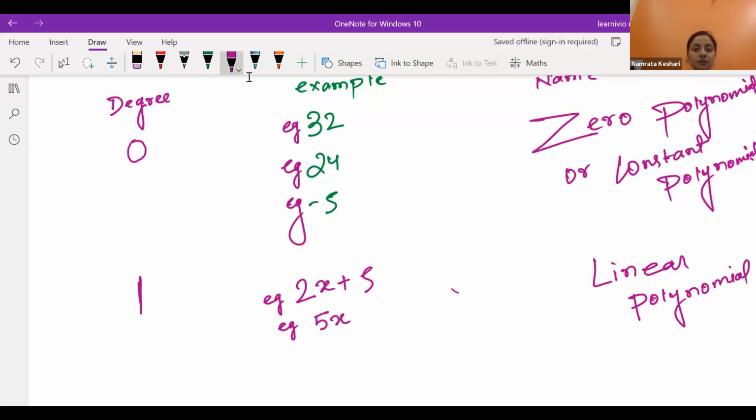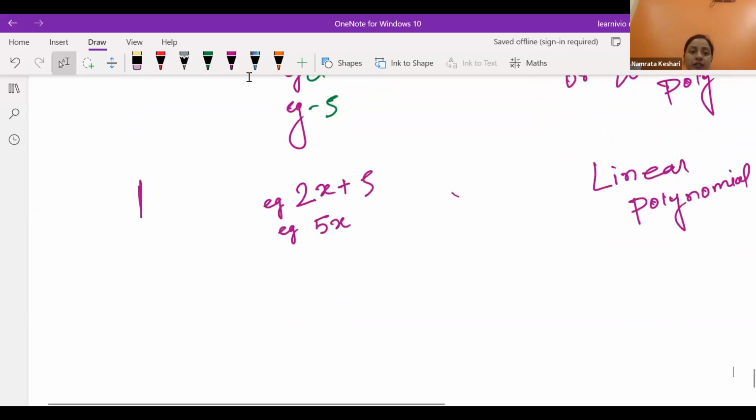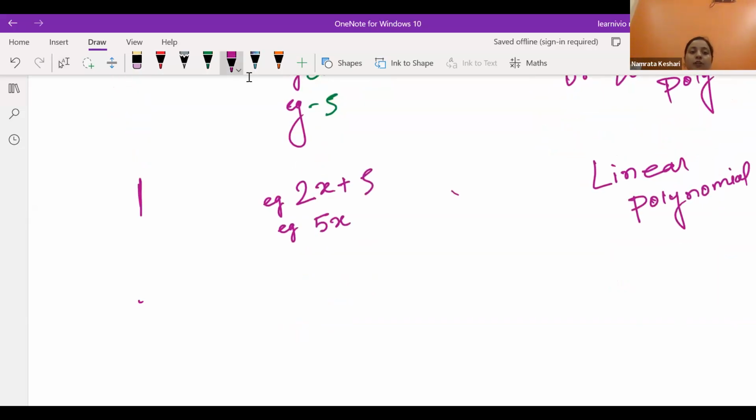Clear? Yes, ma'am. Okay, in your class, we mostly have degree 2 polynomials. When the degree of the polynomial is 2, for example, if it looks like 2x square plus 5x plus 7, this is called a quadratic polynomial.